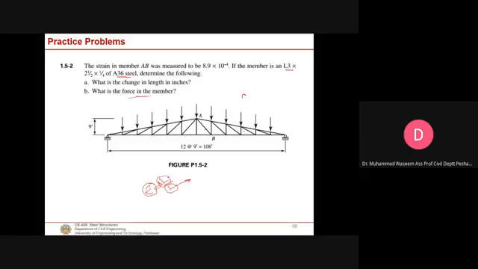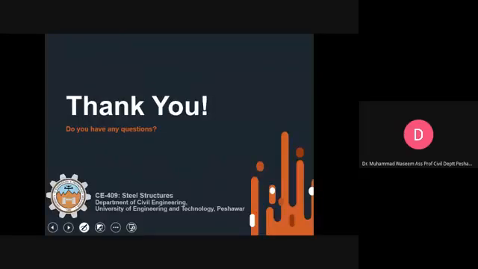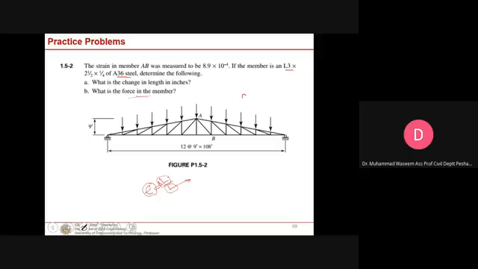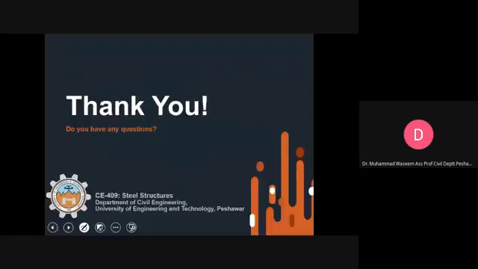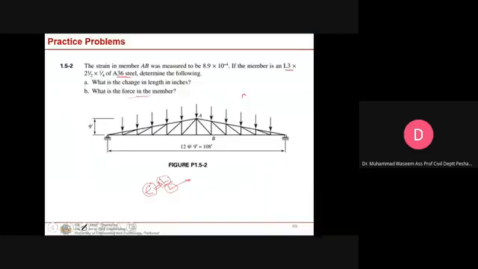If you have any problem solving this problem, you can ask me, and I can give you the solution. So with this, I would end today's lecture. It was a bit lengthier, but whatever time is left, you can practice these problems. Thank you very much. Any questions?